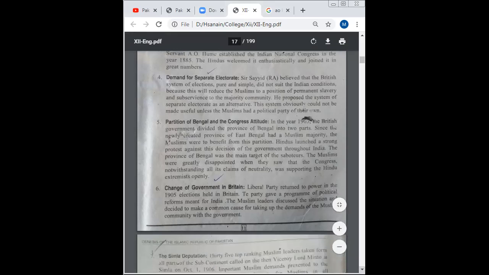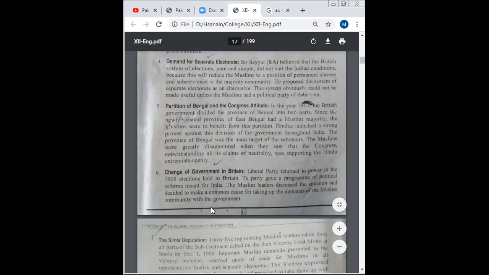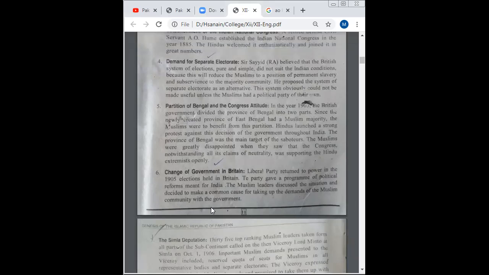And the fifth important reason is the partition of Bengal. Bengal was one of the largest provinces of the subcontinent. It had almost one third of the total population of the subcontinent. The current provinces of India, Assam, Odisha, Bihar, and the current Bangladesh were known as the province of Bengal.